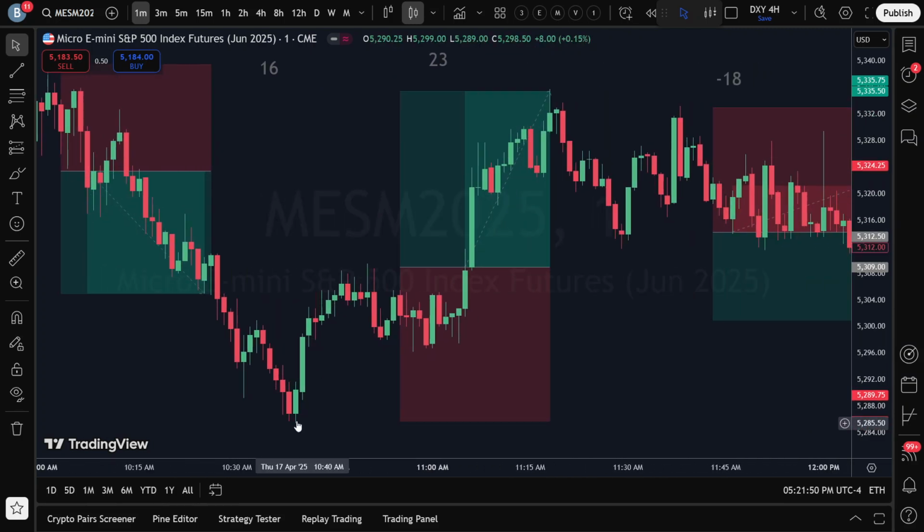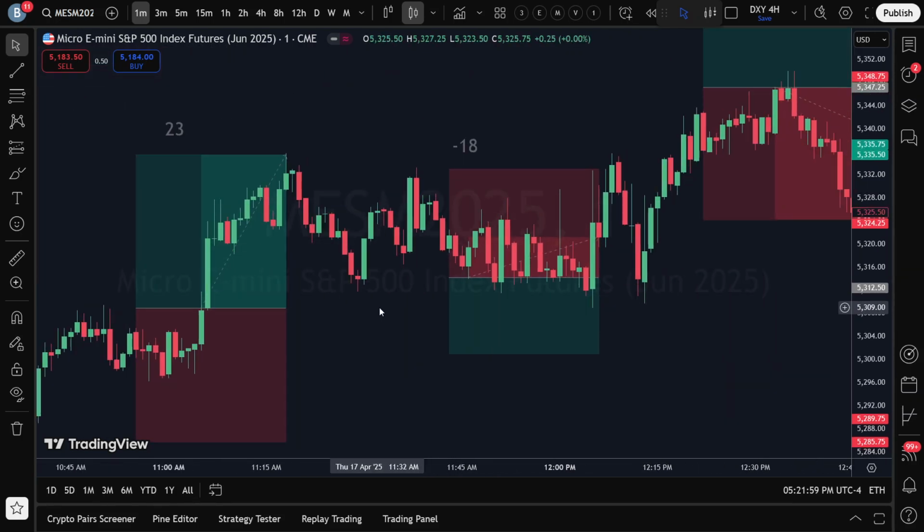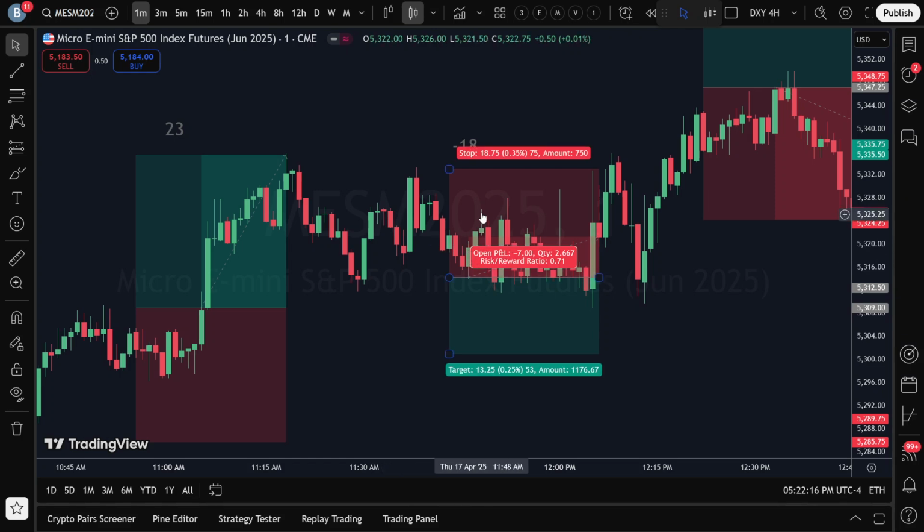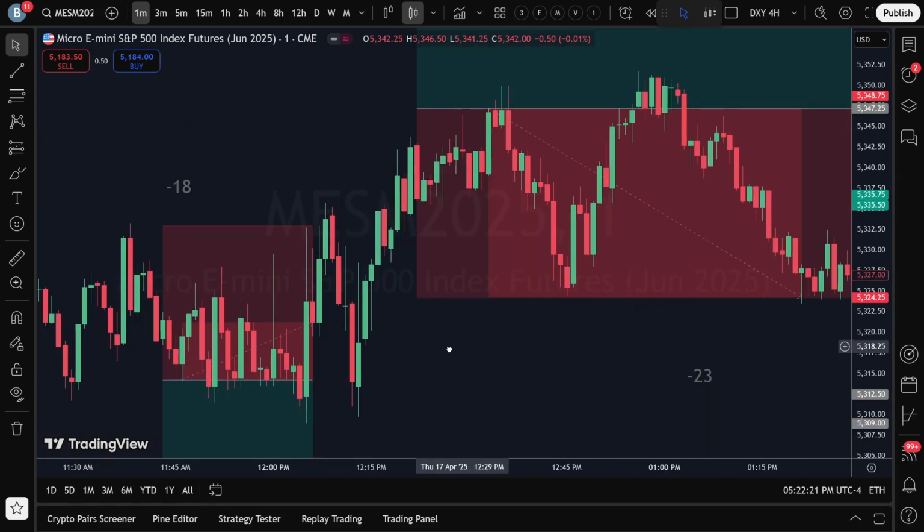We have another entry here. Move up, down, boom. Entry, 23 points. Minus 18 points here. So we have a move down, move up. There's your first swing. This candle breaks this candle's high. Then you have another move up here, and then entry, and stop out, minus 18 points.